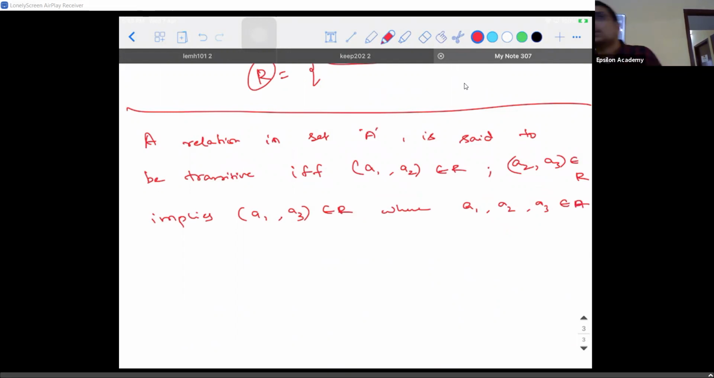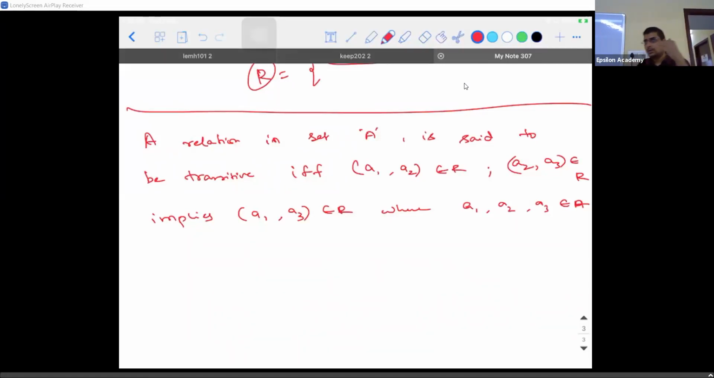Understood? So, in symmetric, how many conditions are decided by us? One condition by us, one the question will decide. In transitive, we have to set two conditions and one will be done by the question. Two conditions now. You are saying A1 comma A2 belongs to R is told by you. A2 comma A3 belongs to R is stated by you. If these two, whatever you are stating, are true, then the third part also should be true. Then we call it transitive. Okay, we'll go with the example again.